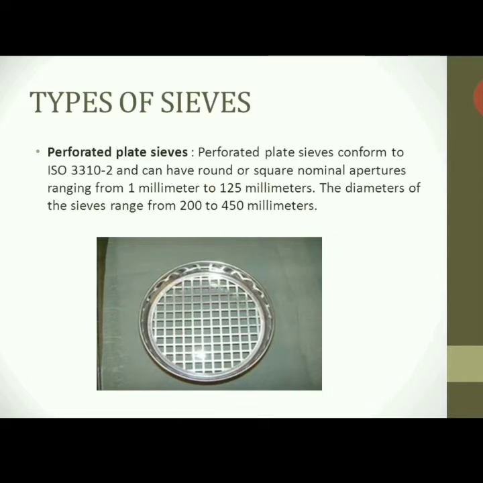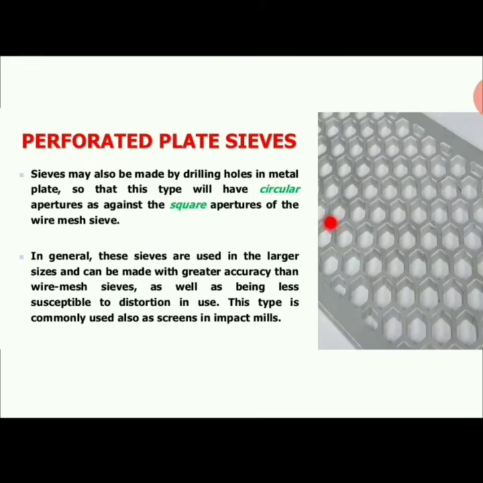Here is also the diagram of perforated plate sieves. It possesses a circular aperture or square aperture. These perforated holes possess round, oval, square or rectangular shapes, and this type of sieves or screens is used in the hammer mill.